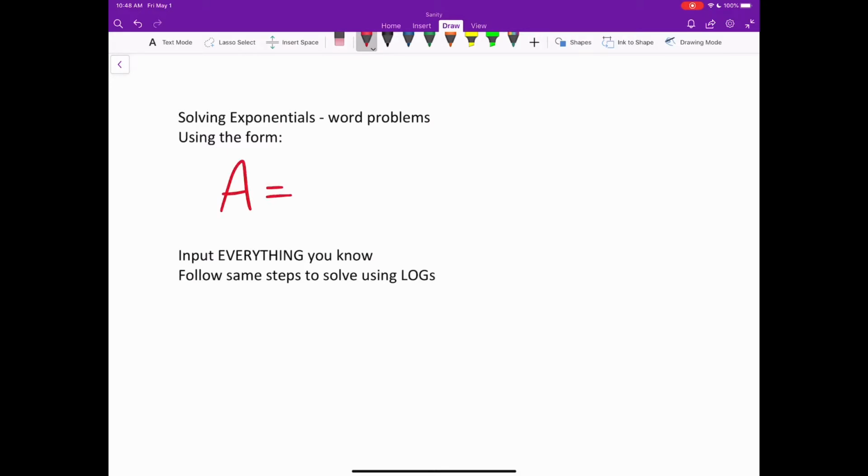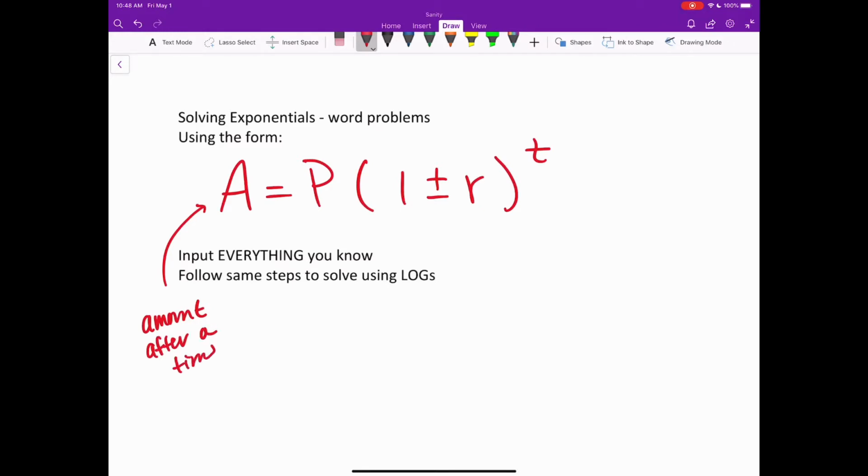We had A equals P times 1 plus or minus R raised to the power of T. Again, I'm going to go through this real quick. A was an amount after a certain time period. Usually we were using years if you were talking about finances and interest growing in a savings account. P is technically called the principal. We've been out of school too long, haven't we? The principal, or the initial deposit, initial amount.